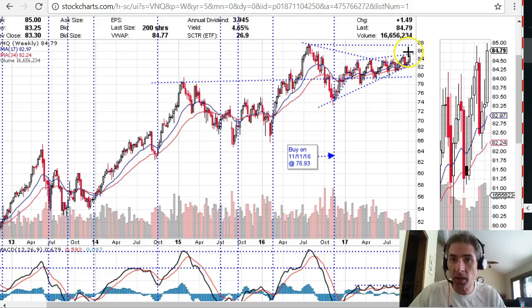And each time it's come to this resistance line, you can see pop down, pop down, pop down. This one didn't even reach it. This one did reach it, and this one is right at it. So are we going to get another pop down, or are we actually going to get a break up? We are right at a critical point for VNQ.